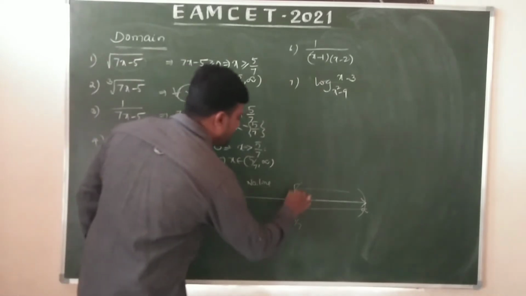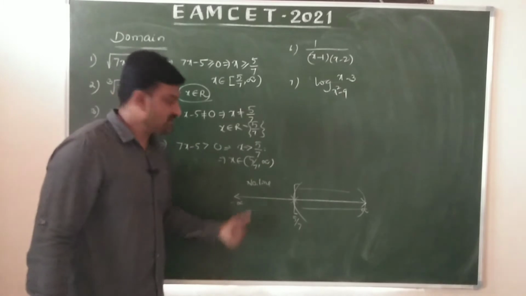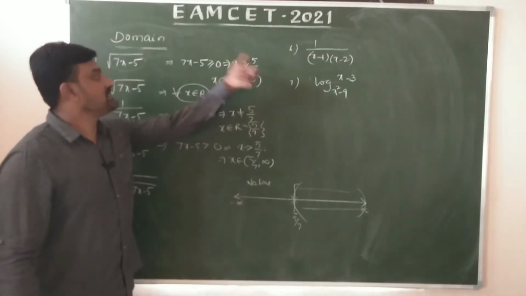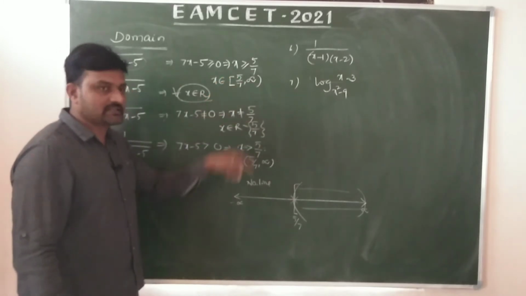Okay, na? Open interval means except 5 by 7. It is more than 5 by 7, but if it is a closed bracket, then 5 by 7 is included.